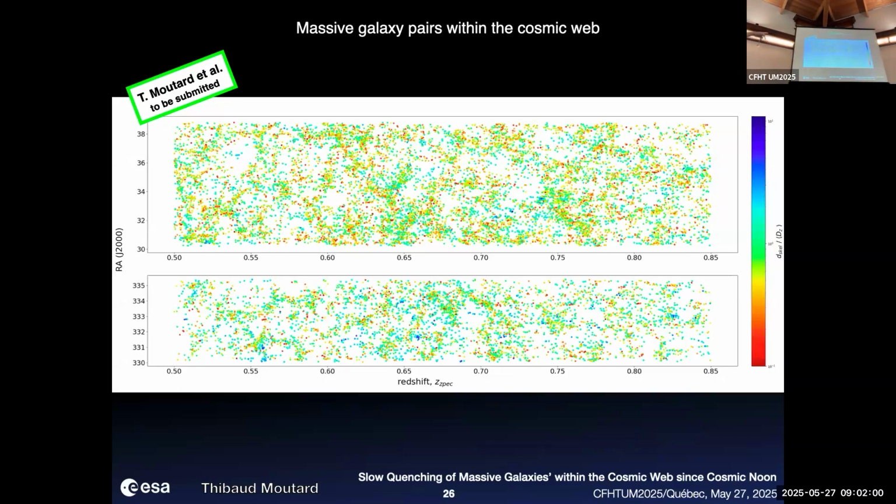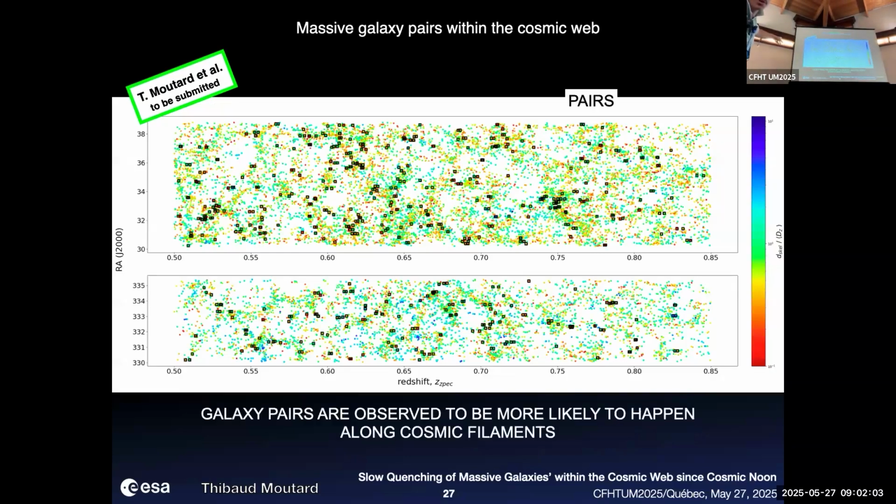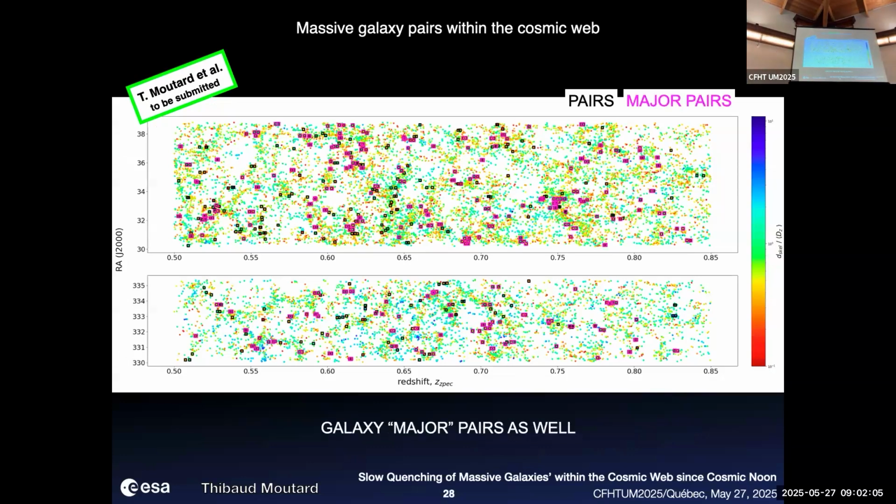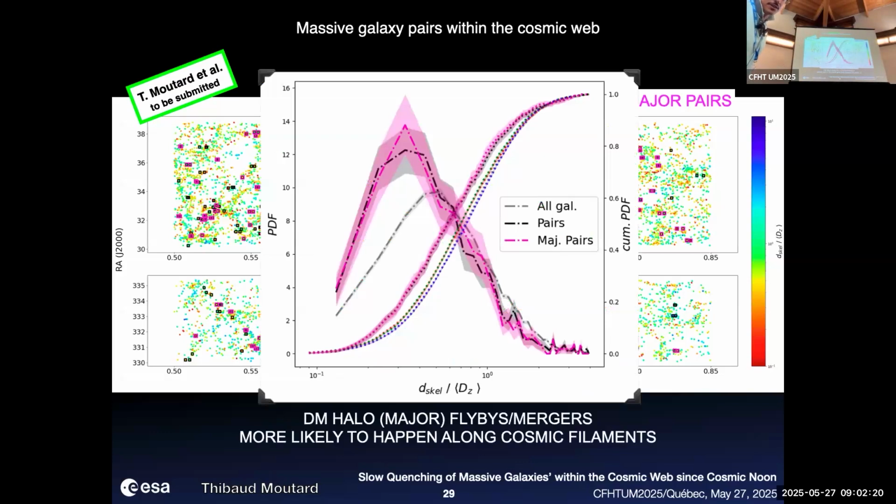Okay, so this is my two fields, and if you overplot the pairs and major pairs, so major pairs are just when two dark matter halos are similar masses, you see that they follow the cosmic web, which is something we expected, but by eye, this is what you can see. And this is when you plot the distance to the cosmic filaments from these pairs, and you see that clearly pairs are closer to cosmic filaments than any other kind of galaxy. So clearly you can say that indeed the merger of dark matter halos happens close to cosmic filaments.